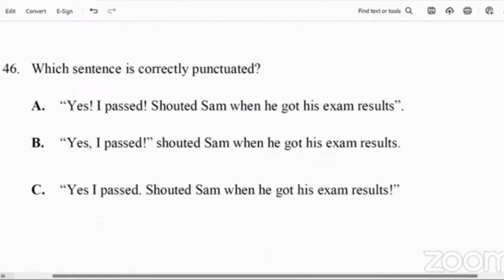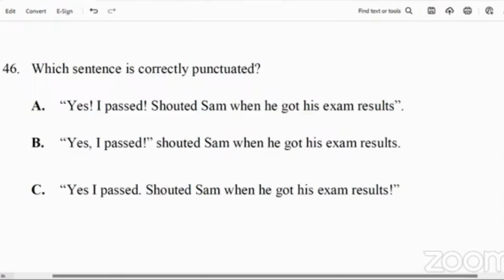Question 46. Which sentence is correctly punctuated? Yes, I passed, shouted Sam when he got his exam results. All right, just by looking at this, it's obvious that two of these could not be the answer. Remember, the quotation marks would just enclose the actual speech, what was actually said. Not everything in the sentence was said. The only thing said was what Sam shouted, when he said, yes, I passed.